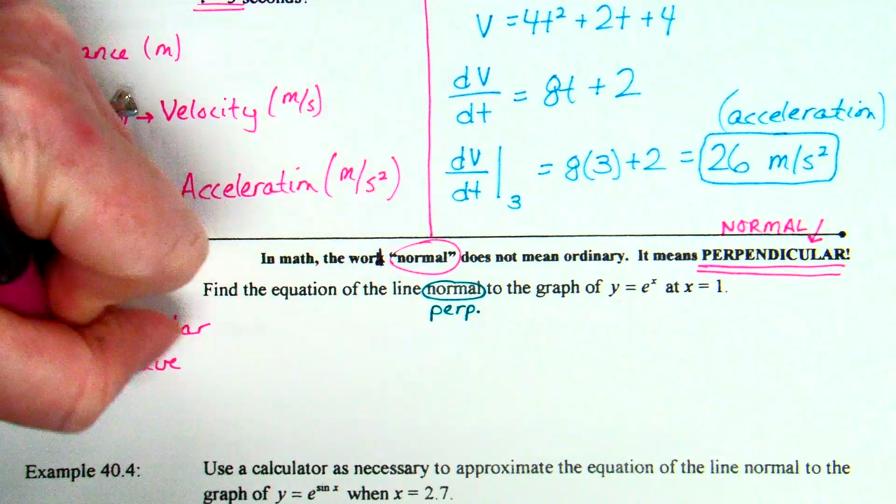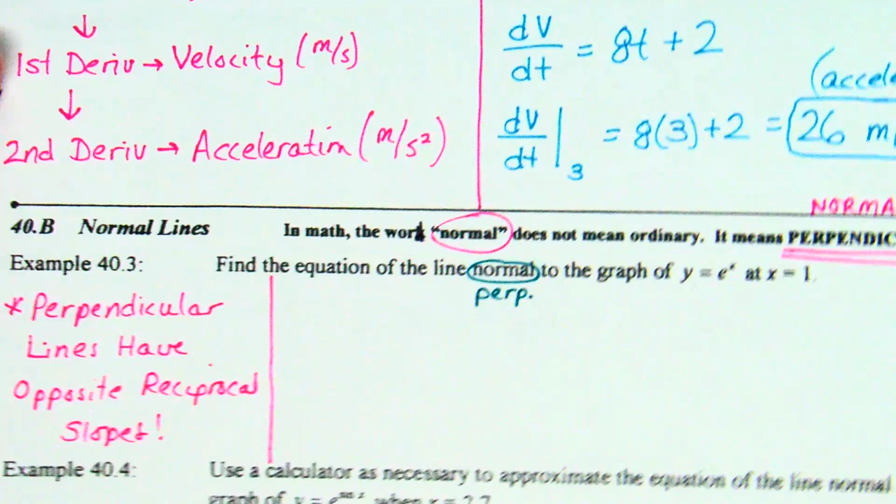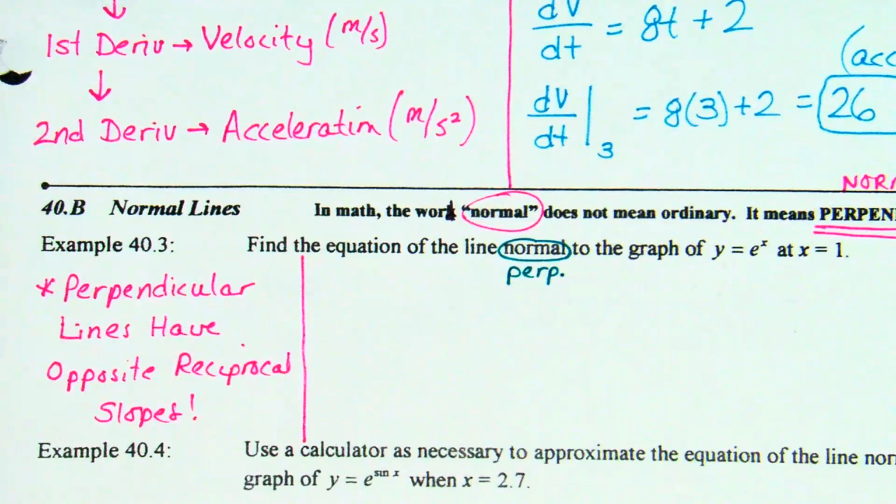So there is your friendly little Algebra 1 reminder, but it might have even come up in pre-algebra. It's been a while, right? Algebra 1 was such a blur. Okay, so perpendicular lines have opposite reciprocal slopes.